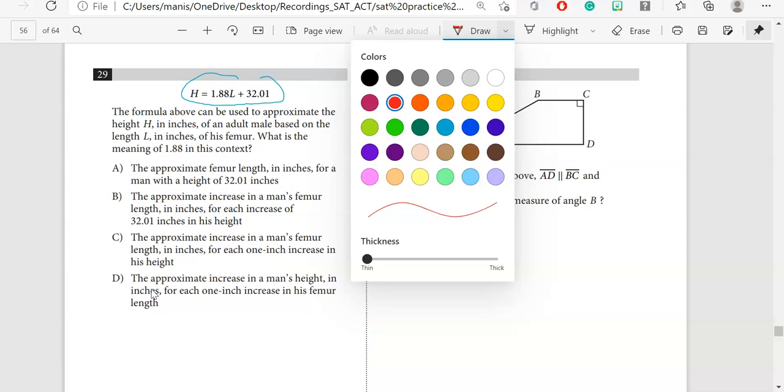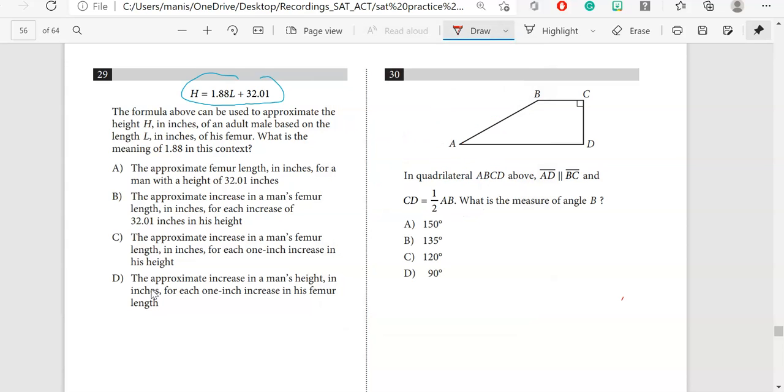Let me pick the pen over here. H in inches of an adult male based on length L in inches of his femur. What is the femur? It is kind of what you call the thigh bone. If it's your leg, above the knee, you will see this bone somewhere over here. This is the femur bone. They call it the thigh bone.